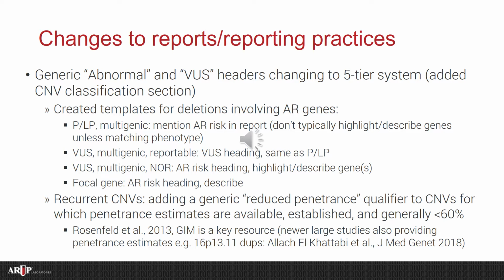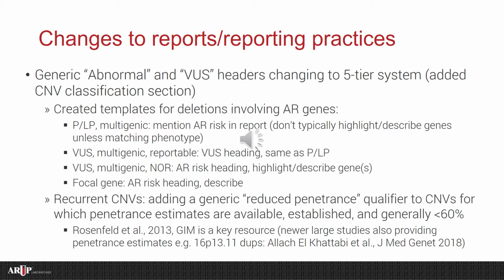For VUS that contain additional genes but would not otherwise be reported, we focus the report on AR risk. So these are generally smaller deletions with fewer genes of uncertain significance and tend to lean towards the likely benign classification due to, for example, observation of similar variants in control databases. And then, of course, for deletions limited to an AR gene, we also focus the report on this observation.